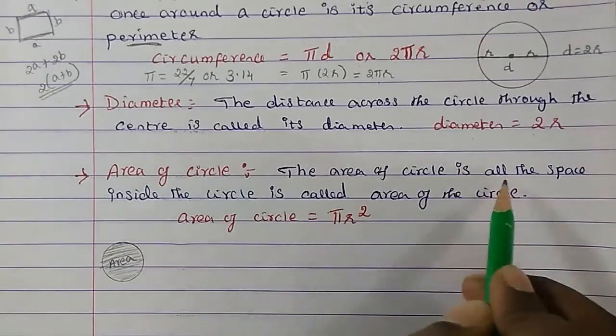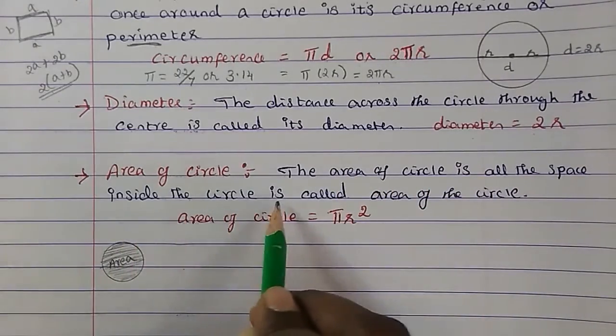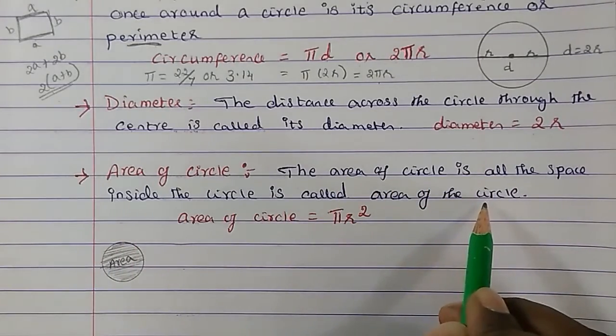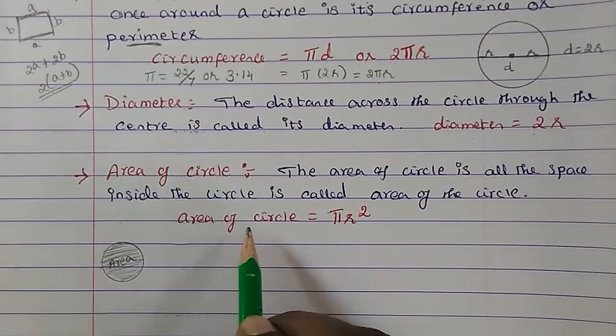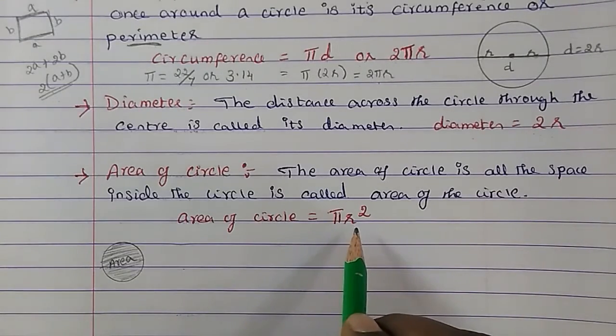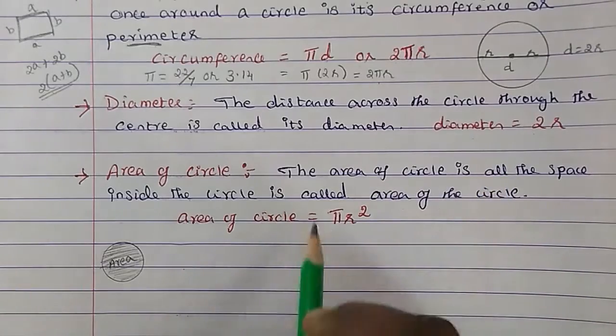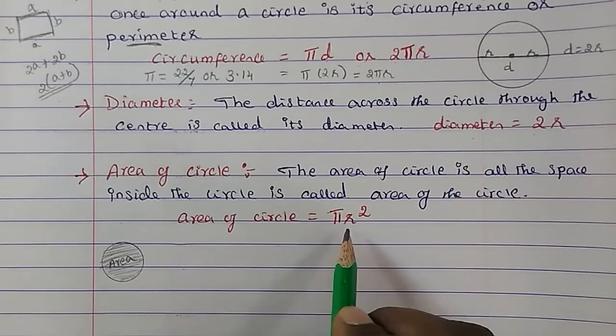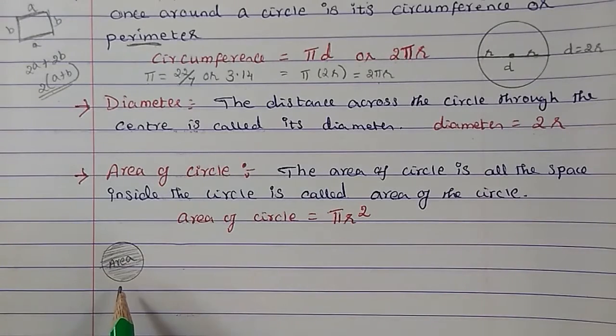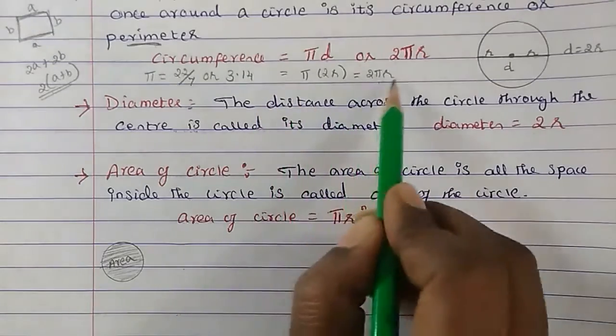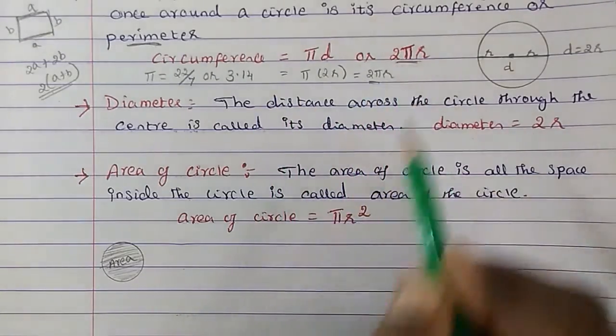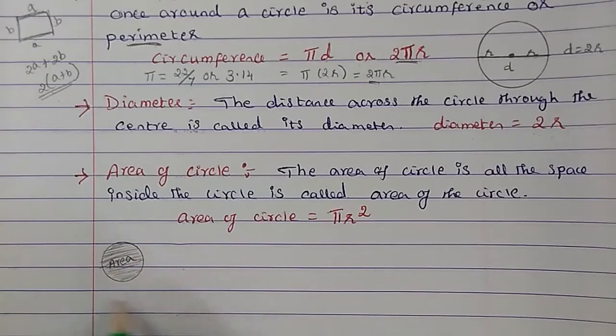The area of a circle is all the space inside the circle, and the formula for this is area of the circle is pi r square. Now you have to learn this by heart, or if you want to understand how we got this, we can explain it like this. For example, this is your circle, and just now we studied that the circumference of the circle is 2 pi r.